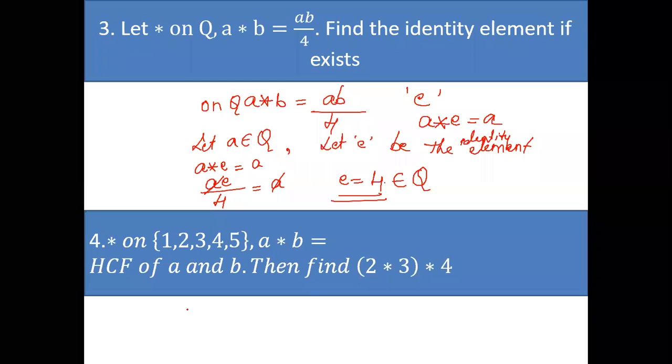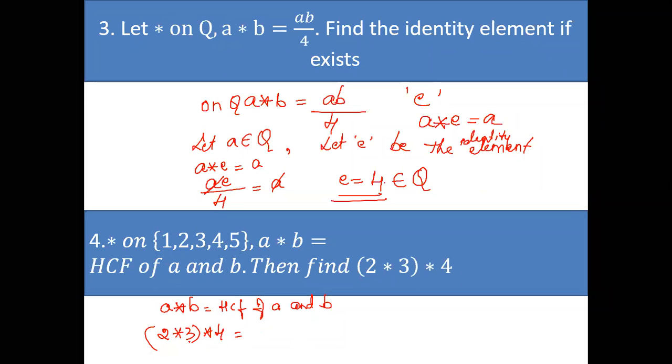Okay. Now next question. Next question is star on 1, 2, 3, 4, 5 and A star B. How is A star B defined? HCF of A and B. It is defined as HCF of A and B. So now what we have to find? We have to find the value of 2 star 3 star 4.